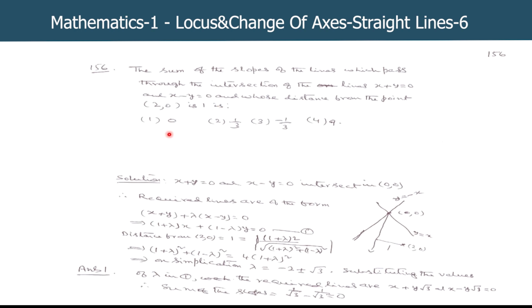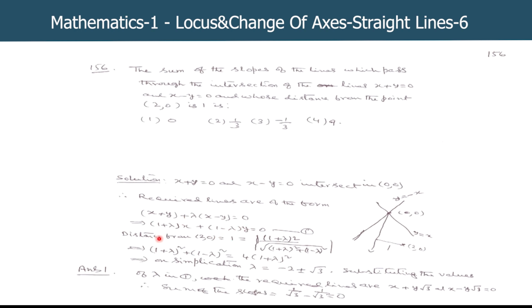So, x plus y equal to 0 and x minus y equal to 0 intersect at the origin 0, 0. So the required lines are of the form, and you know that both lines are intersecting at 0, 0, and the required line is of the form x plus y plus lambda into x minus y is equal to 0. So the line is (1 plus lambda) x plus (1 minus lambda) y equal to 0.